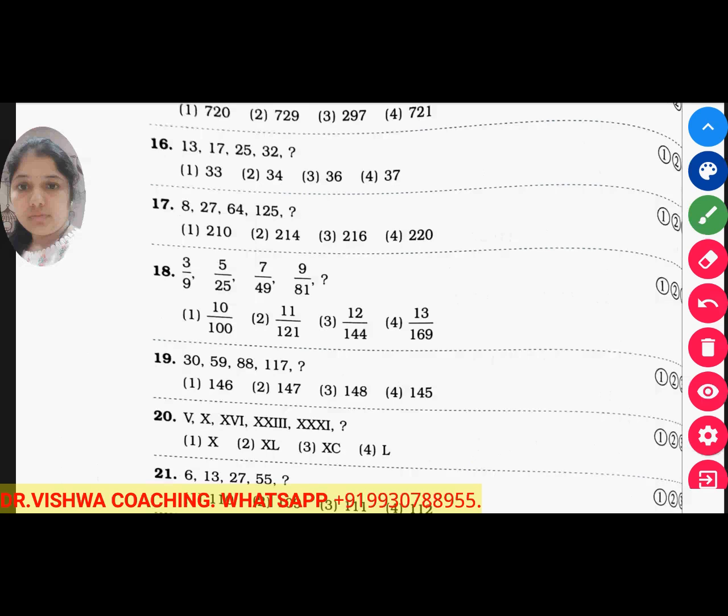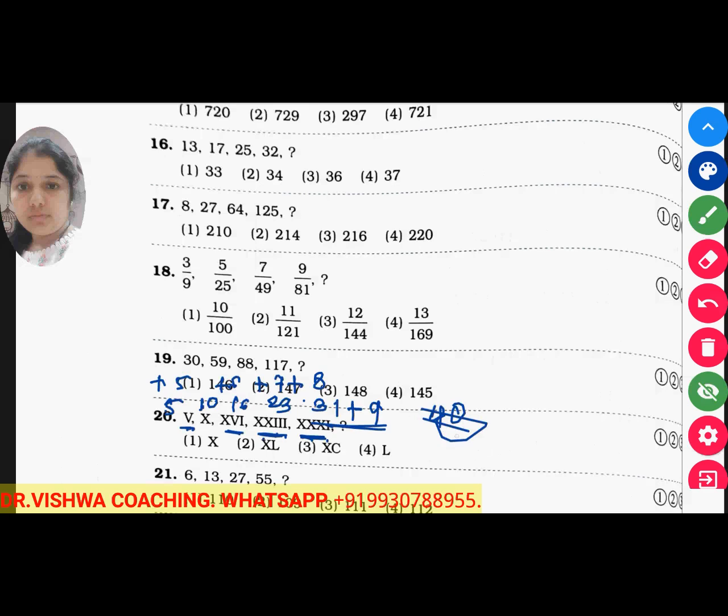Now one question about the Roman numbers. Now see, V means 5, X means 10, this is 16, this is 23, this is 31. Now see, 5 and 10, then a difference of 5, then next difference is 6, next is 7, and again next is 8. So you have to add 9 to the 31.